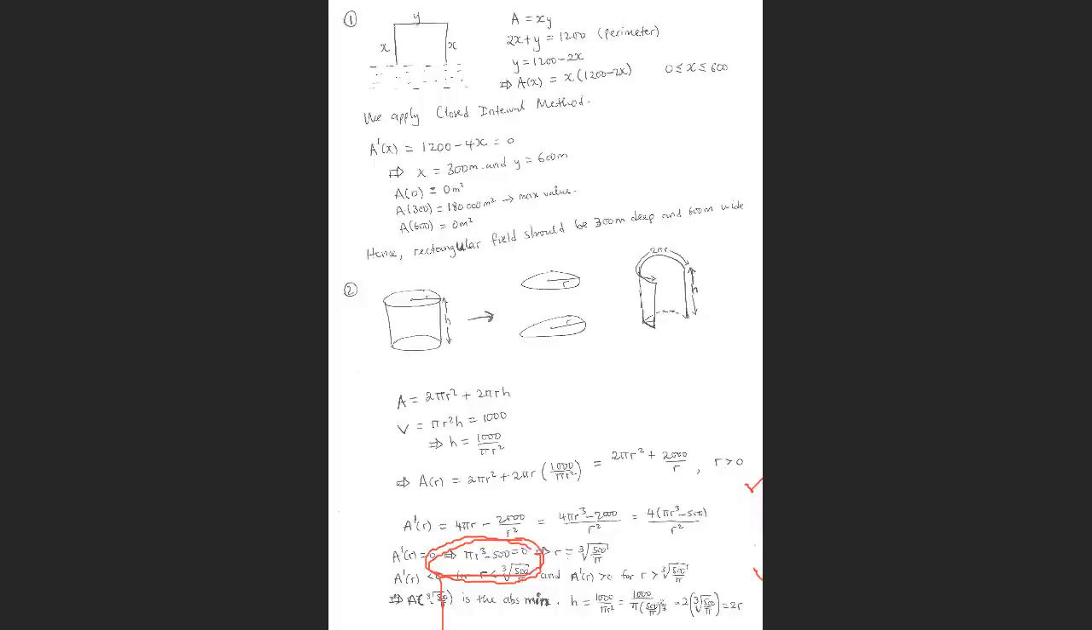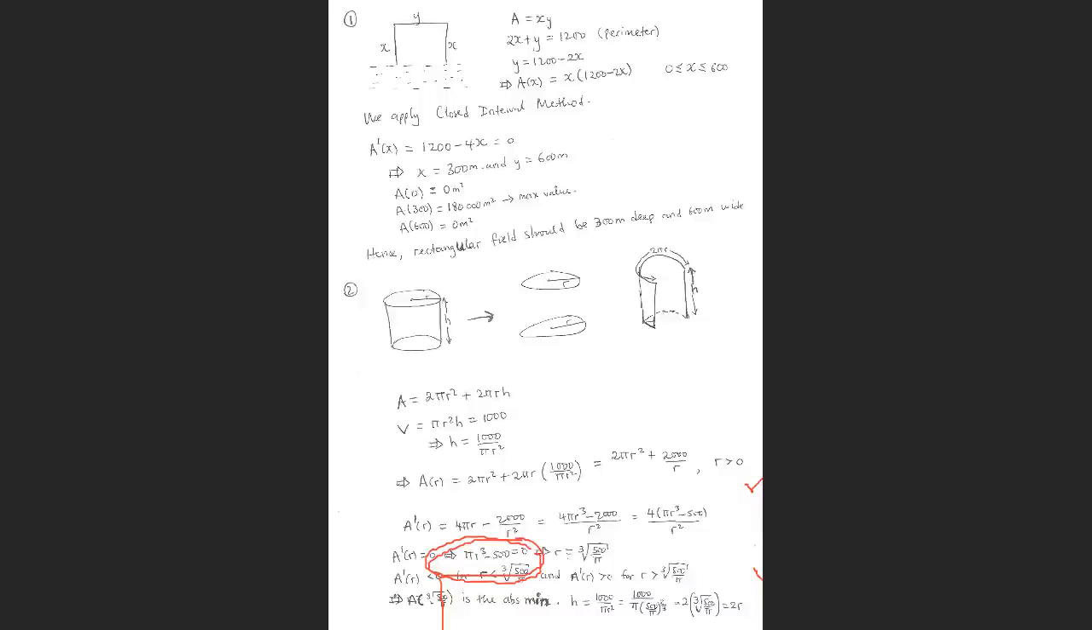And now ask yourself, I want to minimize area, but my area has two unknowns. It has the radius and the height. Like I said, you need to always eliminate one variable, then you're good to go. So how do I eliminate? I use that information that was given, the volume.